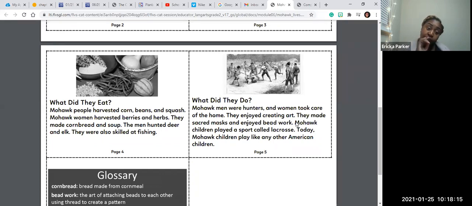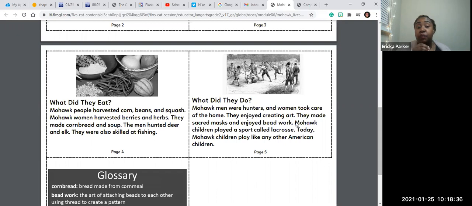What, oh, excuse me, what did they eat? Mohawk people harvested corn, beans, and squash. Mohawk women harvested berries and herbs. They made cornbread and soup. The men hunted deer and elk, and they were also skilled at fishing.